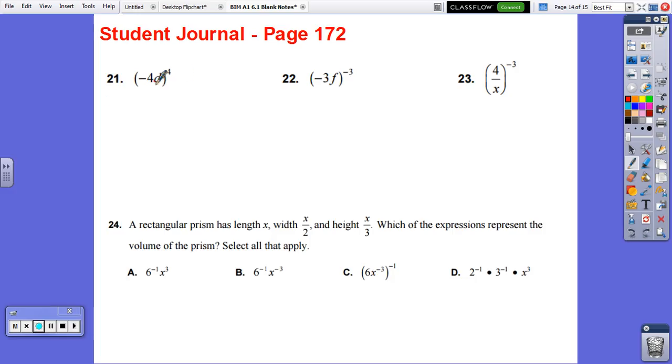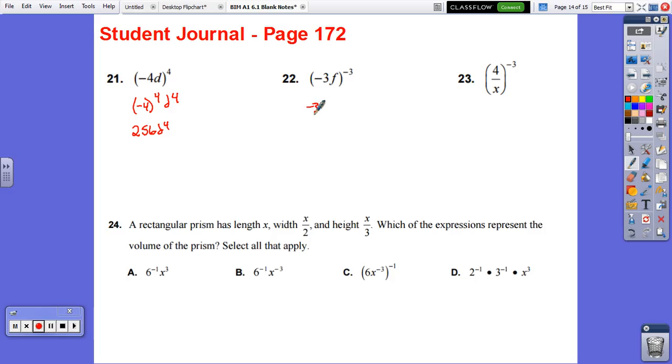Okay, so over here we need to distribute this power, so we're going to have negative 4 to the 4th times d to the 4th. So now we can either go ahead and leave it like that, or we can go ahead and take it to the 4th power, which is 256 d to the 4th.